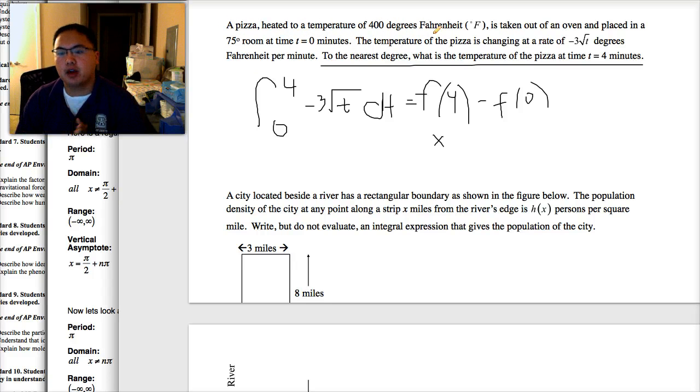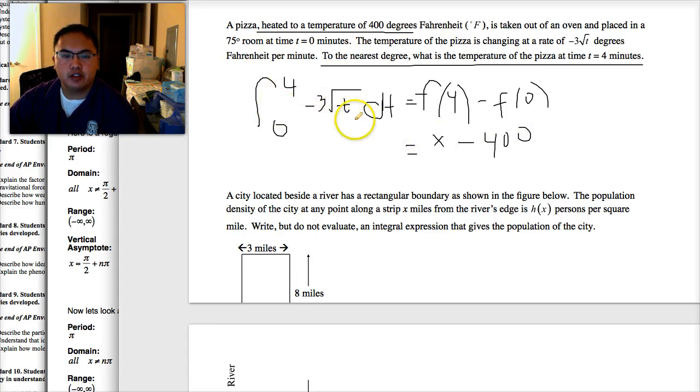Well, if you really study the problem, if you really think about it, we're looking for the temperature of the pizza. It says the pizza is 400 degrees. It says it's placed in a 75-degree room, which is actually a piece of information that is not necessary to the problem. What they really want to know is the temperature at 0, and the temperature at 0 is 400 degrees. Like so.